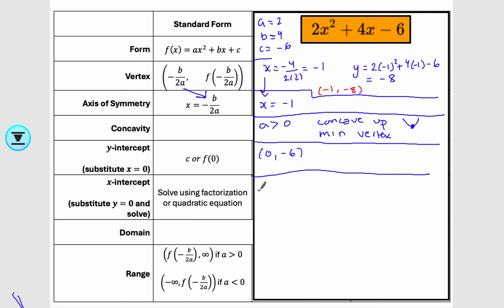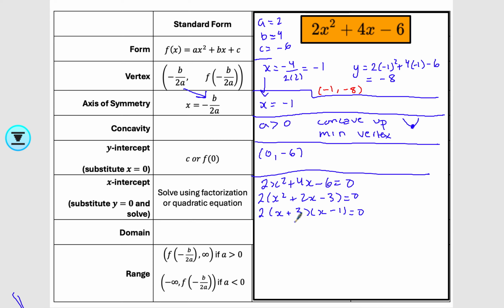The x-intercept, you then can solve this. So again, you can use any method that you prefer. I will just show you how it's done through factorization. In this example, the numbers are nice. I can factor out 2. So that gives me x squared plus 2x minus 3. And then I can factorize it, which gives me x plus 3, x minus 1.